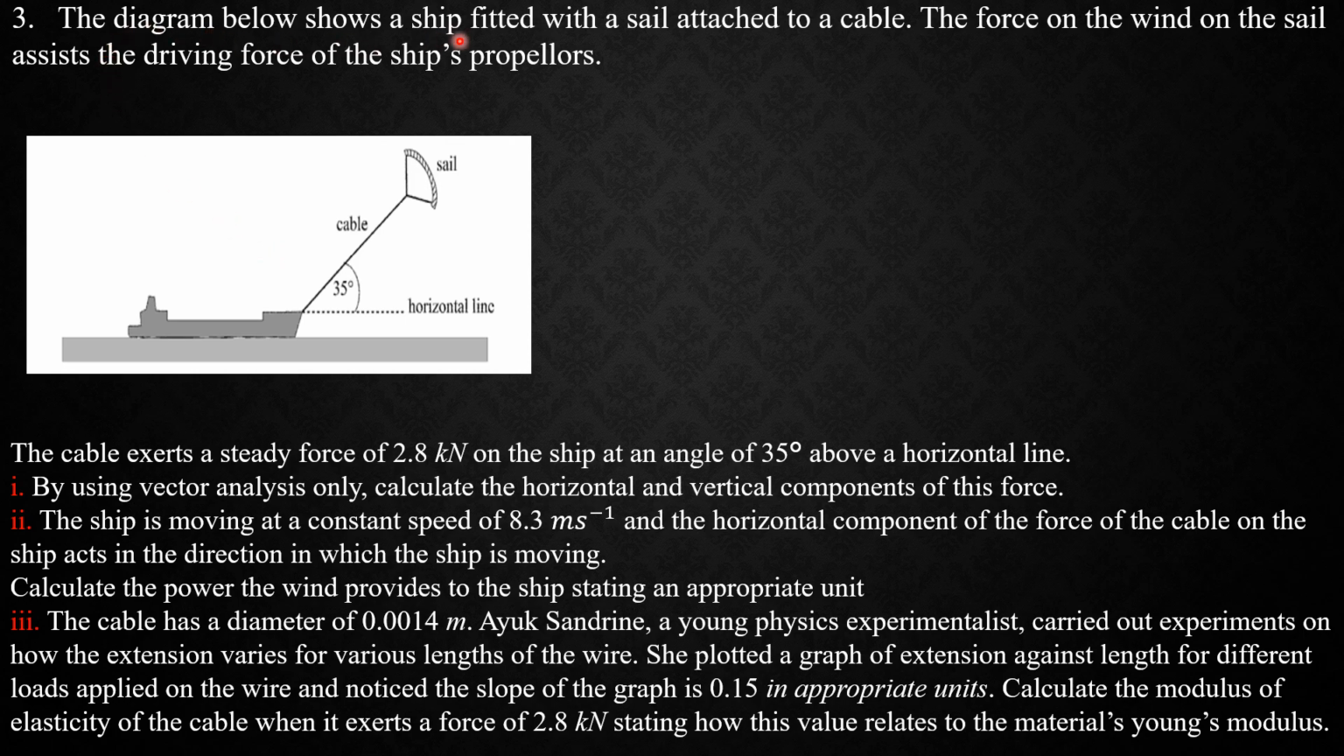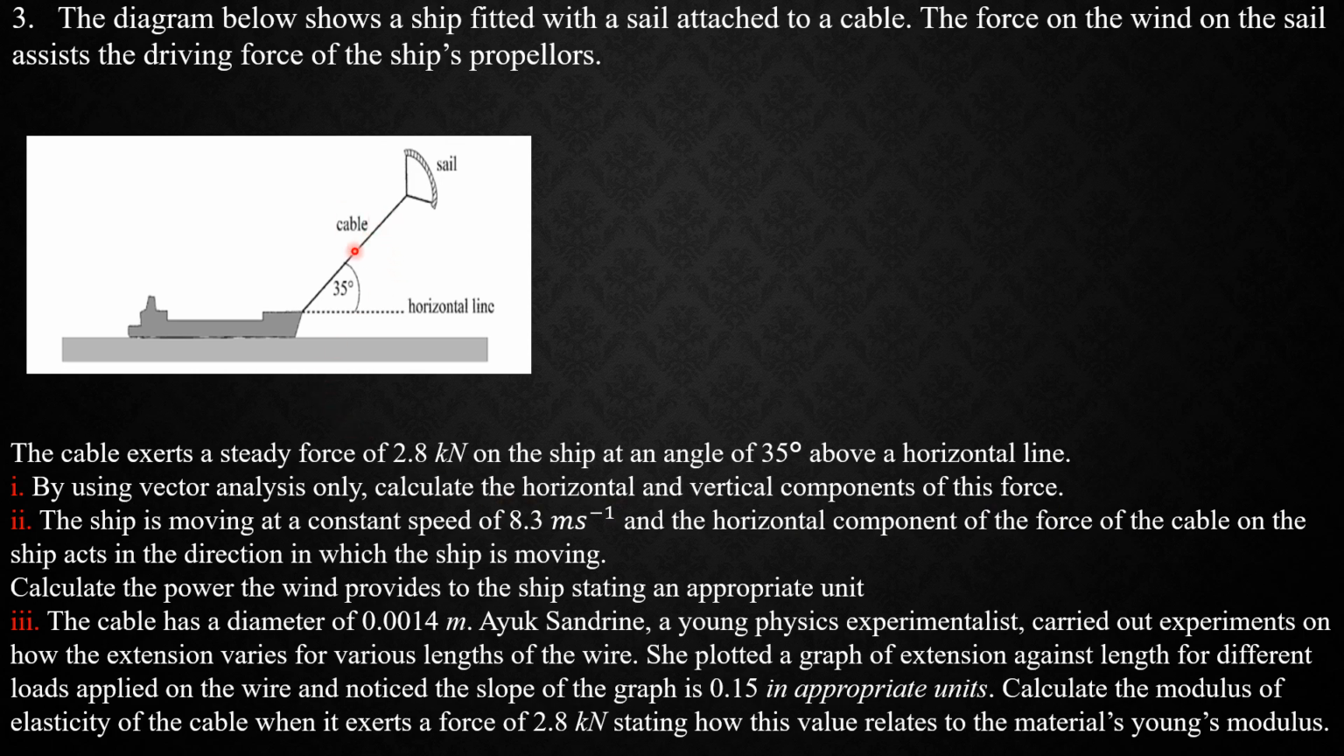The diagram below shows a ship fitted with a sail attached to a cable. The force of the wind on the sail assists the driving force of the ship's propellers. The cable exerts a steady force of 2.8 kN on the ship at an angle of 35 degrees above a horizontal line. By using vector analysis only, calculate the horizontal and vertical components of this force.